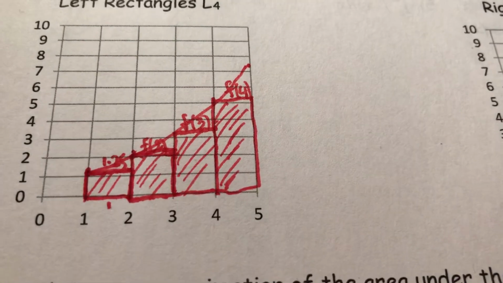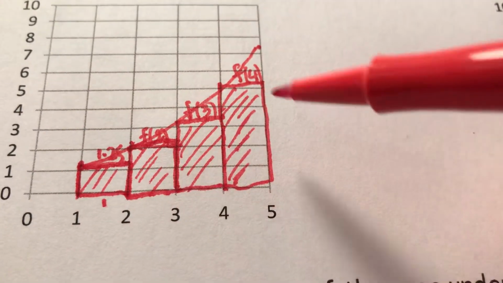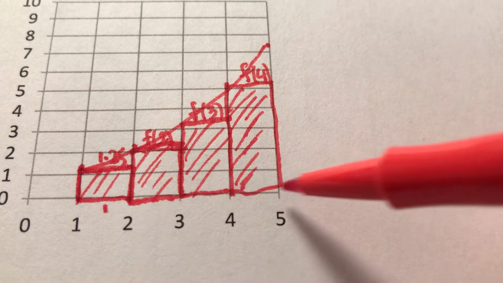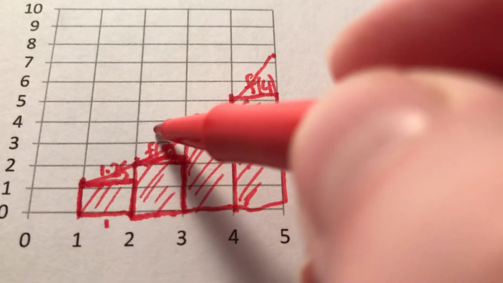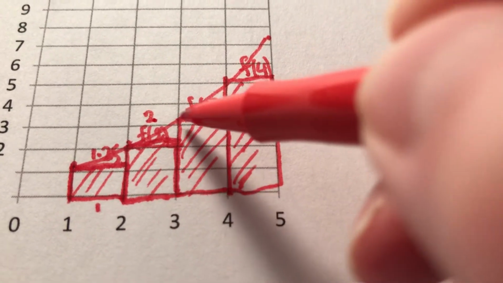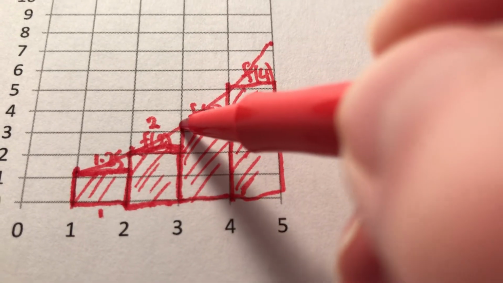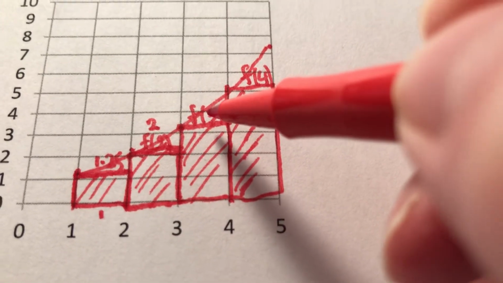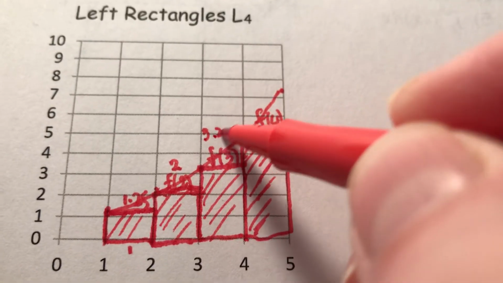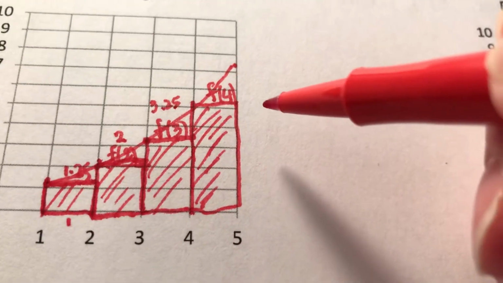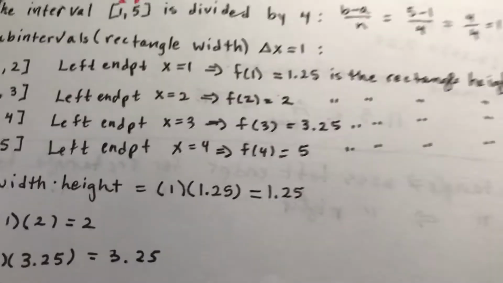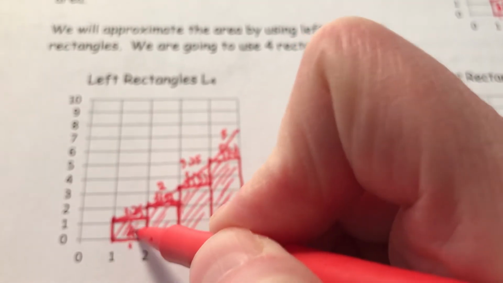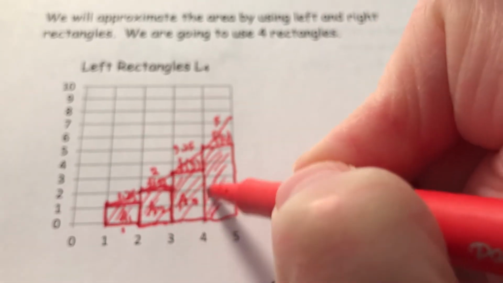So I'm getting a look at my rectangles. Each one has a width of 1. And the height, this one's 1.25. The height of this one is f of 2, which was 2. And the height of this one was f of 3, because we're plugging that left-hand endpoint right there. That's f of 3, which is equal to 3.25. And then this last one, f of 4, is 5. So if I take length times width, here we go. I'm calling this area 1 right here. This one's area 1, this is area 2, area 3, area 4.